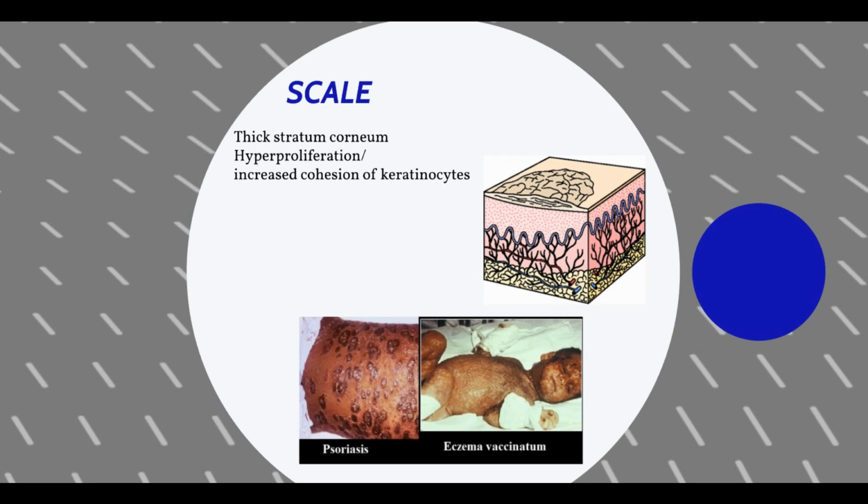All right. Scales. So scales are thick stratum corneum, and it's a hyperproliferation or increased cohesion of keratinocytes. So again, you think of the keratin that's within the epidermis of your skin. So this is those clumping together. So examples where this happens are down here at the bottom, where we have psoriasis, and we also have eczema. So this is a severe form of eczema.